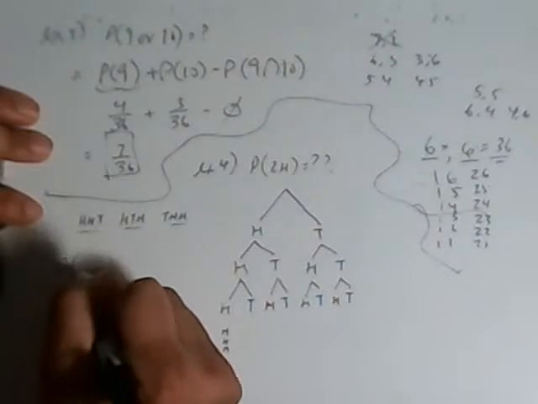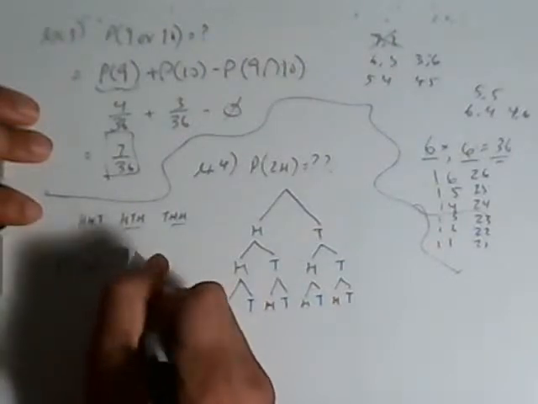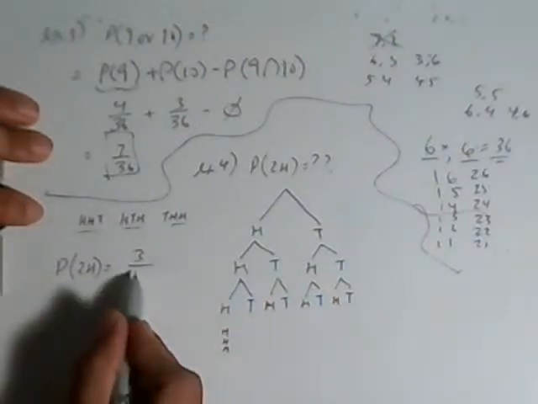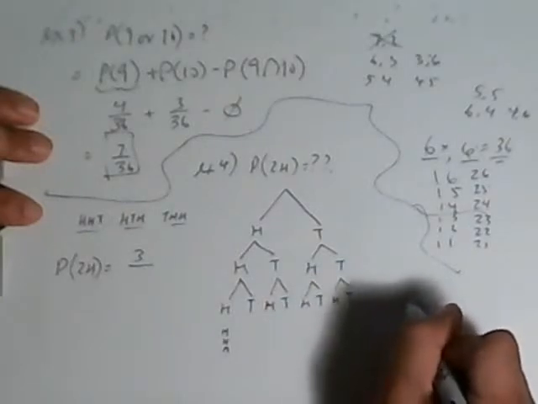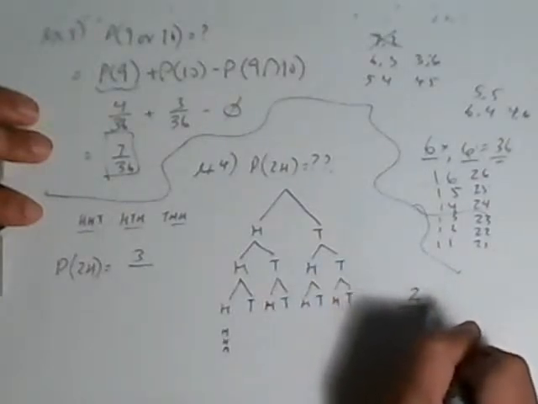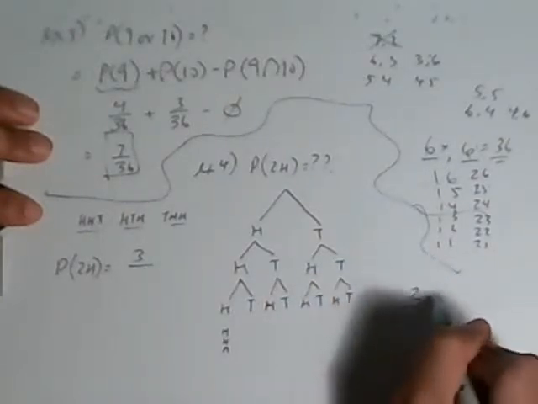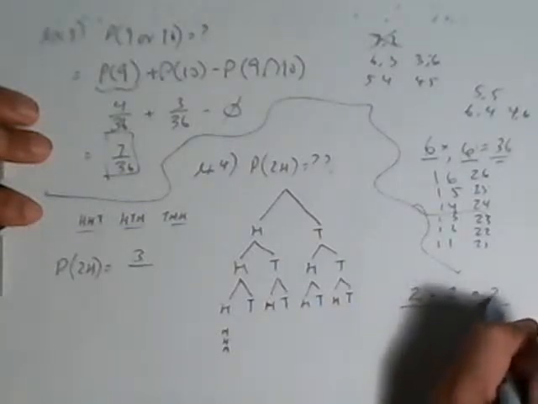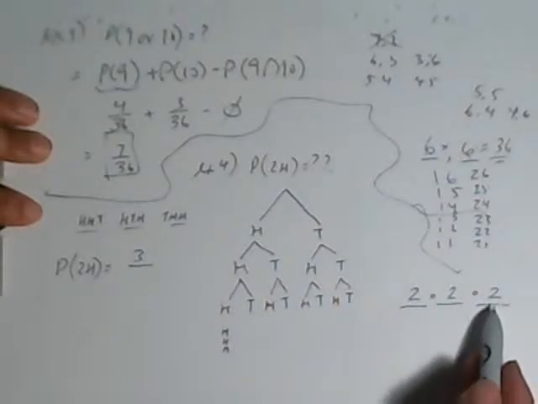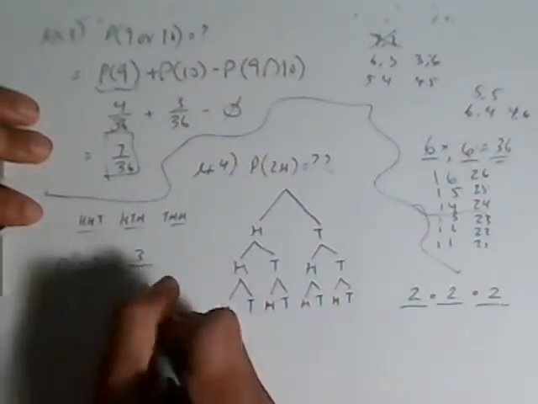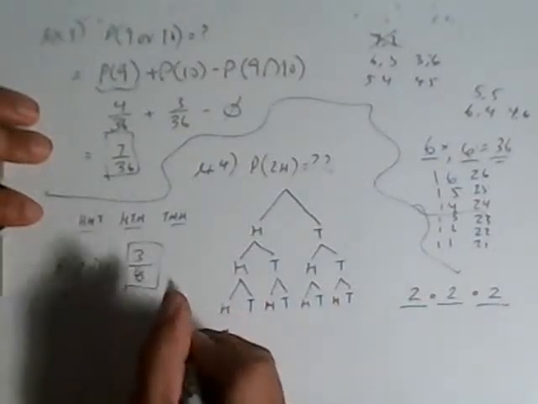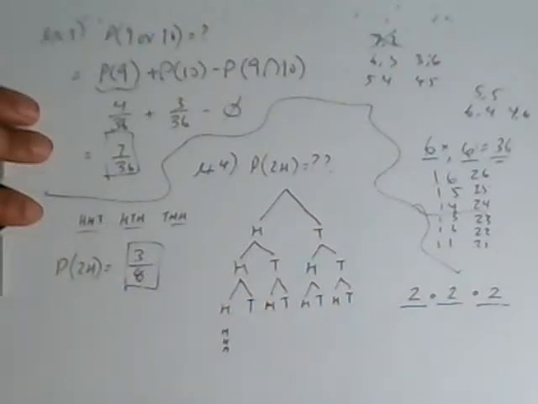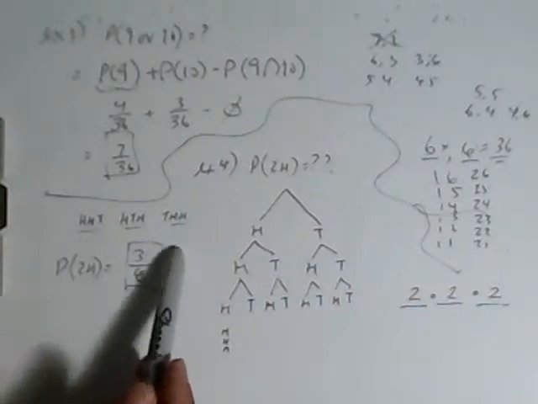So the probability of exactly 2 heads is going to be 3 out of how many events are possible? Well, the first event, you can either have heads or tails. That's 2 events possible. The second event is heads or tails, times the third event, which is heads or tails. So 2 times 2 times 2 is 8. The probability is 3 out of 8 that you're going to have exactly 2 heads.